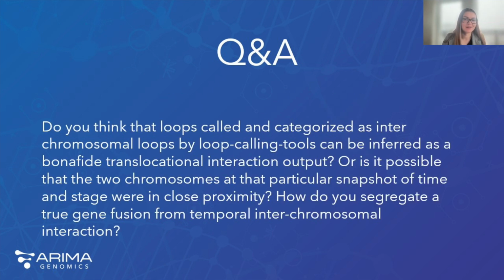Sophia, thank you for the seminar. I agree, thank you. Do you think that loops called and categorized as interchromosomal loops by loop calling tools can be inferred as a bona fide translocational interaction output? Or is it possible that the two chromosomes at that particular snapshot of time and stage were in close proximity? So how do you segregate a true gene fusion from temporal interchromosomal interactions?